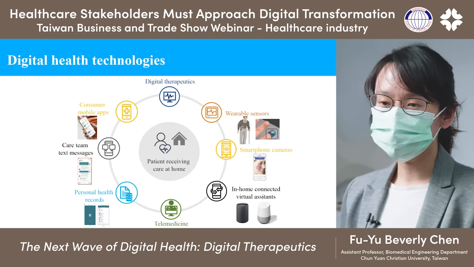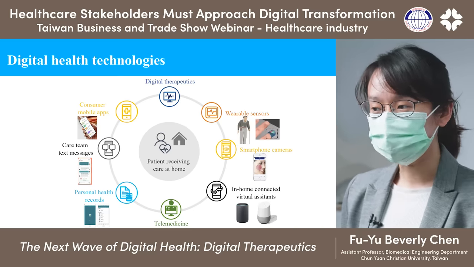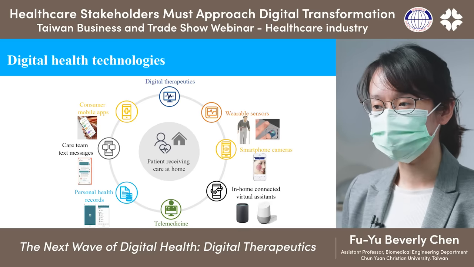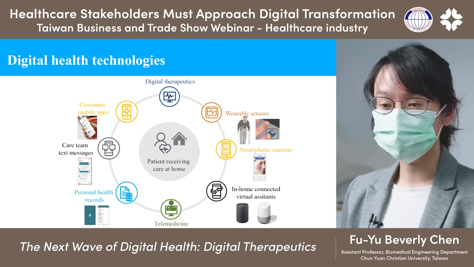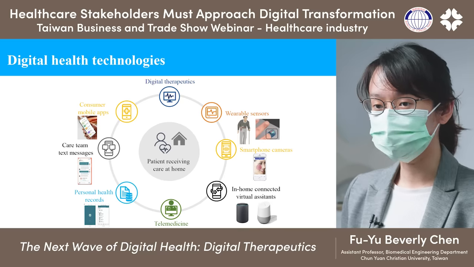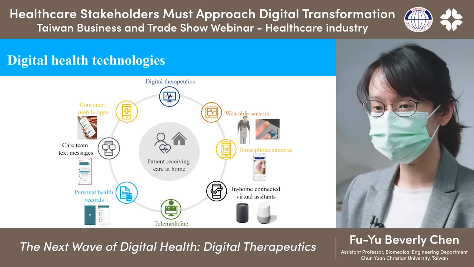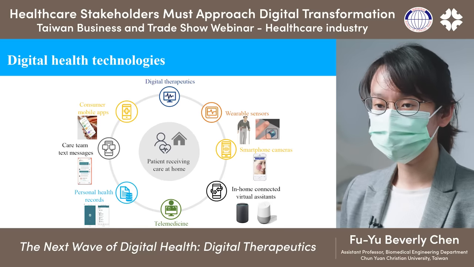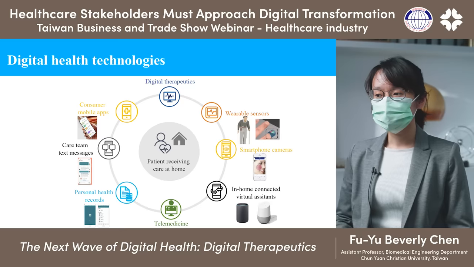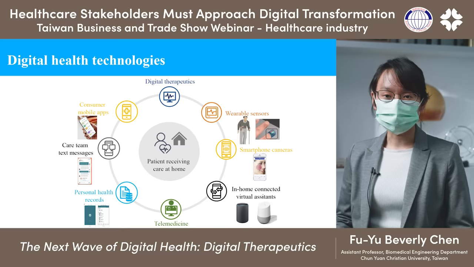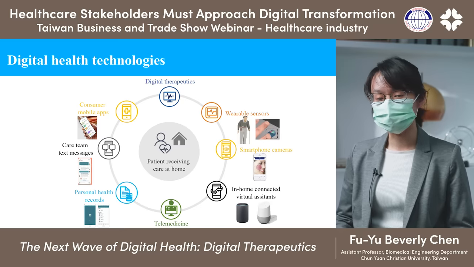So what are the technologies in digital health that enable patients to receive care outside of the traditional clinical setting? First of all, there are wearable sensors, which a lot of people know. They can record patients' activities and biomarkers such as oxygen saturation. Smartphone cameras can capture health images such as skin lesions, to enable remote patient examinations via telemedicine.